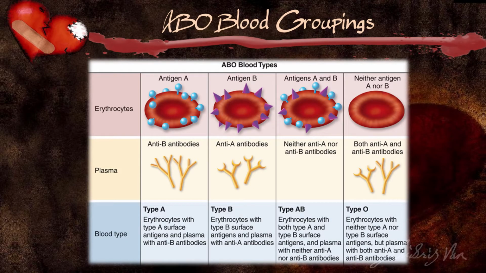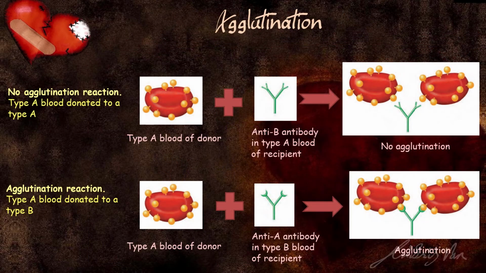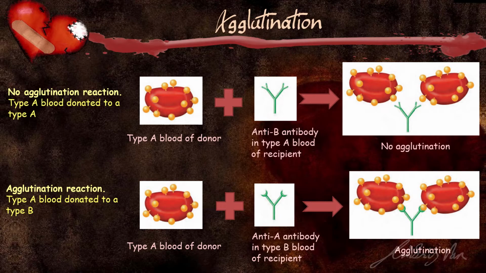So what will happen when antibody A meets up with red blood cell A, or antibody B meets up with red blood cell B? This is when agglutination will happen. When someone with blood type A donates blood to someone with blood type A, the anti-B antibody in the recipient will not bind onto the donated blood. So therefore, there will be no agglutination.